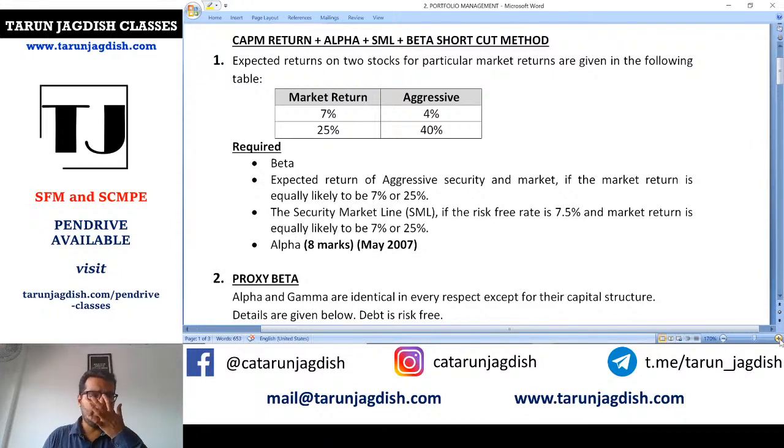Fine, friends. In this question we have the market return and we have an aggressive portfolio. Then they are asking us to find out the beta. Friends, beta can be found using three formulas. This question I will solve and show you the formula for beta using four formulas. One more new formula I will teach you along with this question. So shall we start doing it together now?